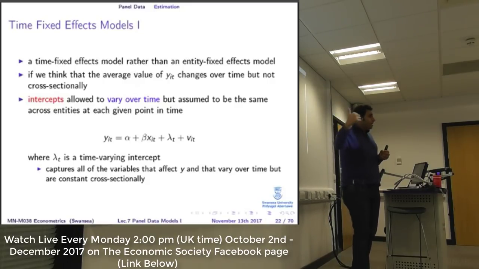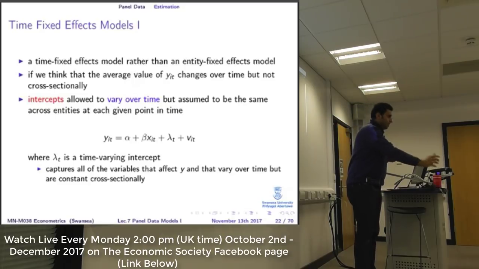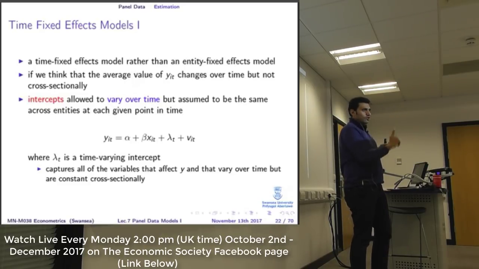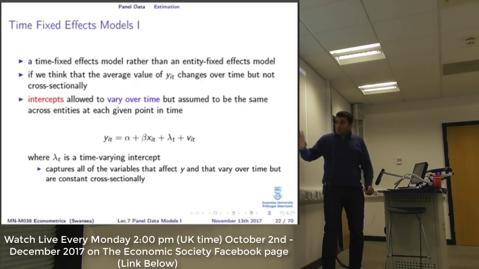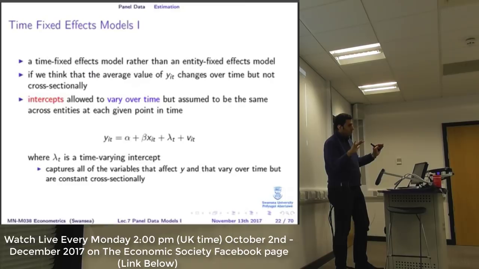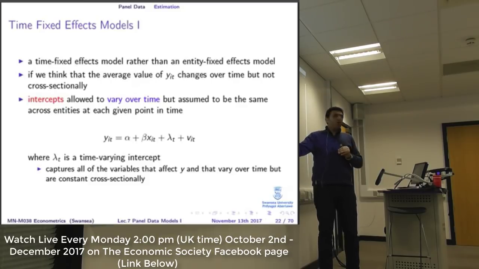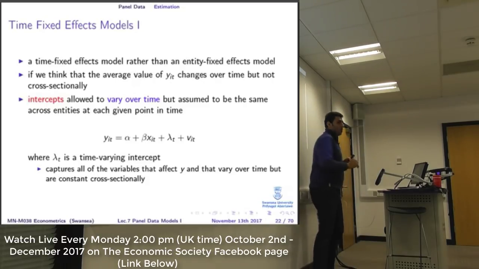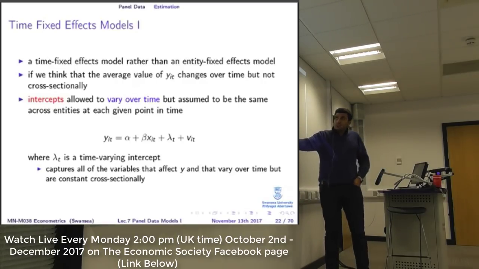You remember mu i? Mu i varies over cross sections, but it's constant over time. So it has i, these are units, so it changes with units, but it's fixed over time. Okay, but this one, we will have an intercept, which is lambda t here, that varies over time, but it is constant across entities, or across cross-sectional units. So it's not going to change, because when something changes at t equal 1, or t equal wherever, so in the first year and the second year, it actually affects all units in a similar way, at the same time.